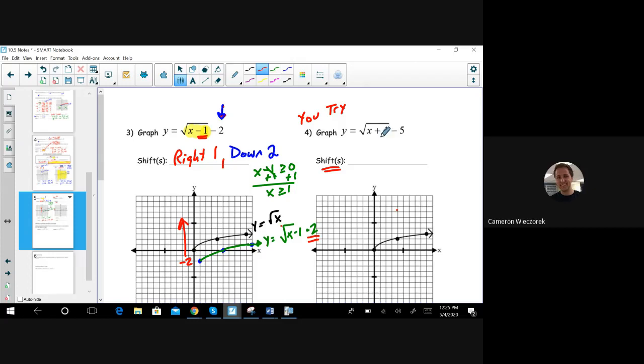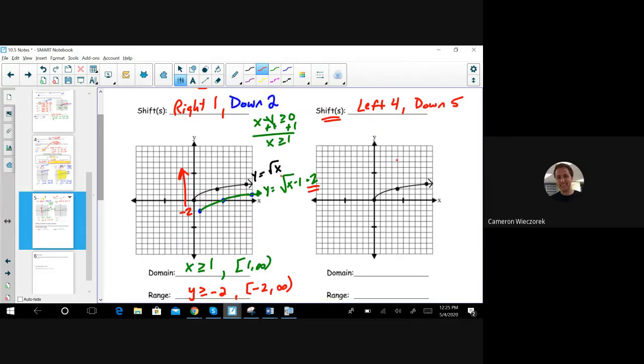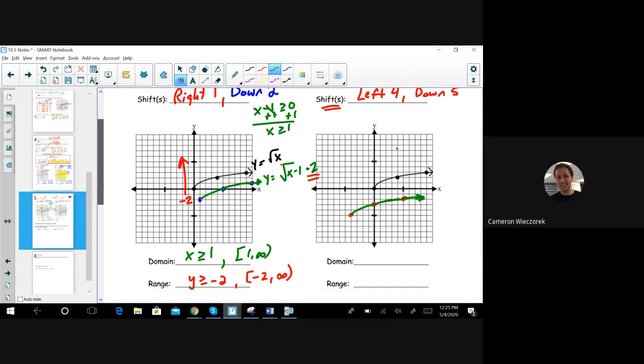Okay, so for this one, the +4 underneath, you should have gotten left 4. And the -5 on the outside moves it down 5. So all I'm going to do is take these dots, move them left 4 and down 5. So really just counting. 1, 2, 3, 4. 1, 2, 3, 4, 5. And then just connect your dots together. Notice the shape of the graph is staying the same every single time. Still looks like that swim stroke that I mentioned at the beginning. It's just moving to a new location on the coordinate plane.